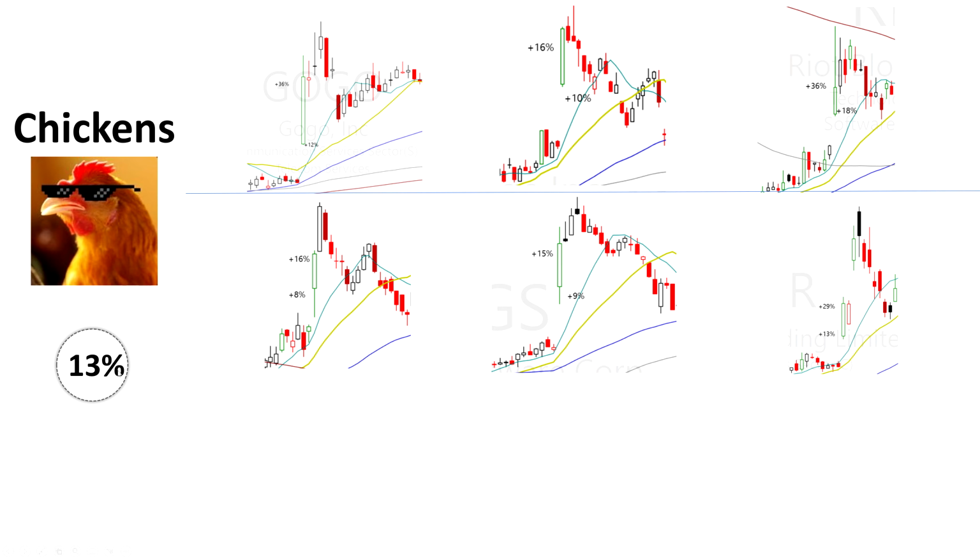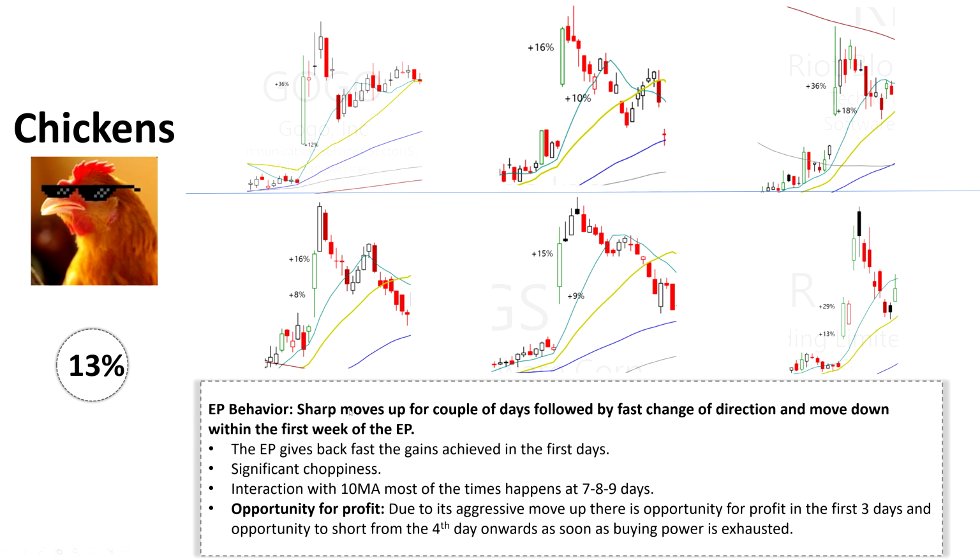So chickens, not so many of them, but here they are, going up, down, up, changing their mind, down, up, changing their mind. So yeah, you see them. The behavior: sharp moves up for a couple of days, followed by a fast change of direction and move down within the first week of the EP. So within a couple of days, they change their mind and just go down. The EP gives back fast the gains achieved in the first days.